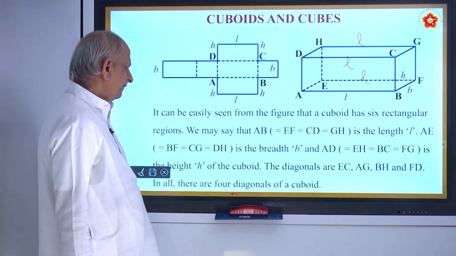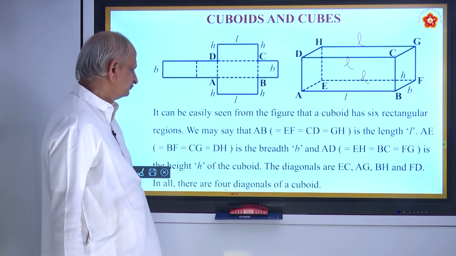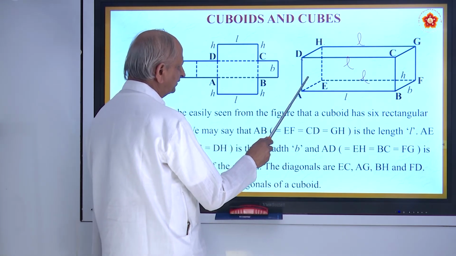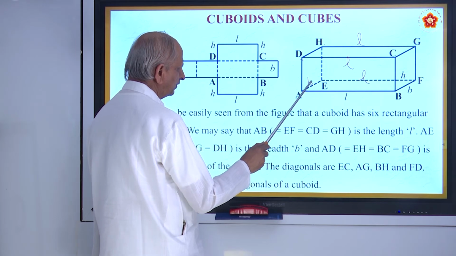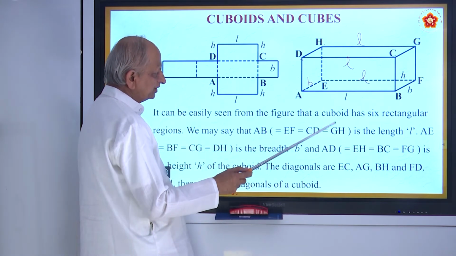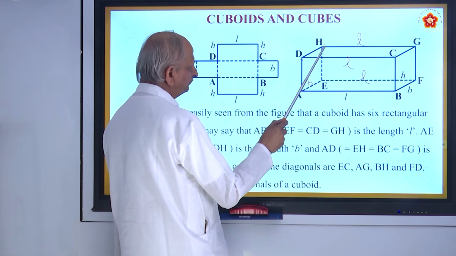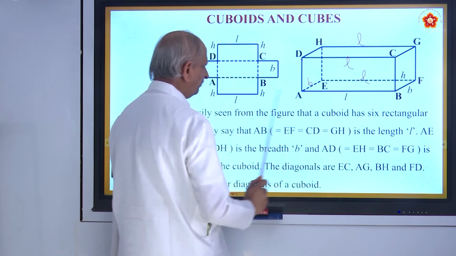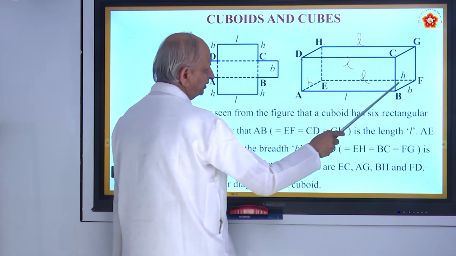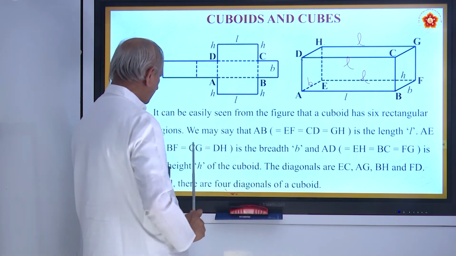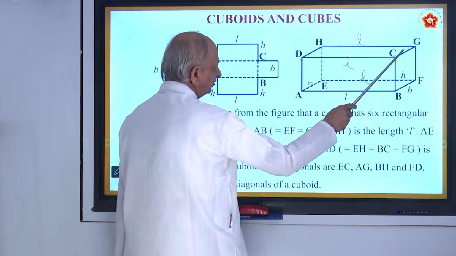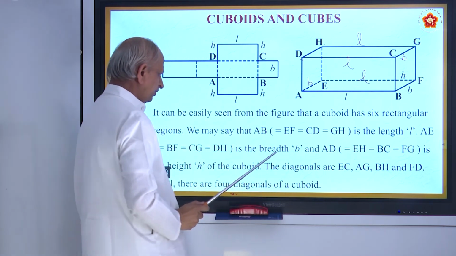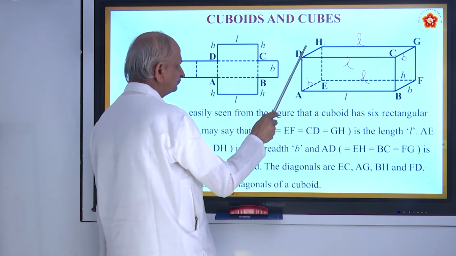Then you have breadth. AE. AE is the breadth. This is the breadth. And then EH. AE is equal to BF. This is breadth. Then you have CG. This also is breadth. Then you have DH.